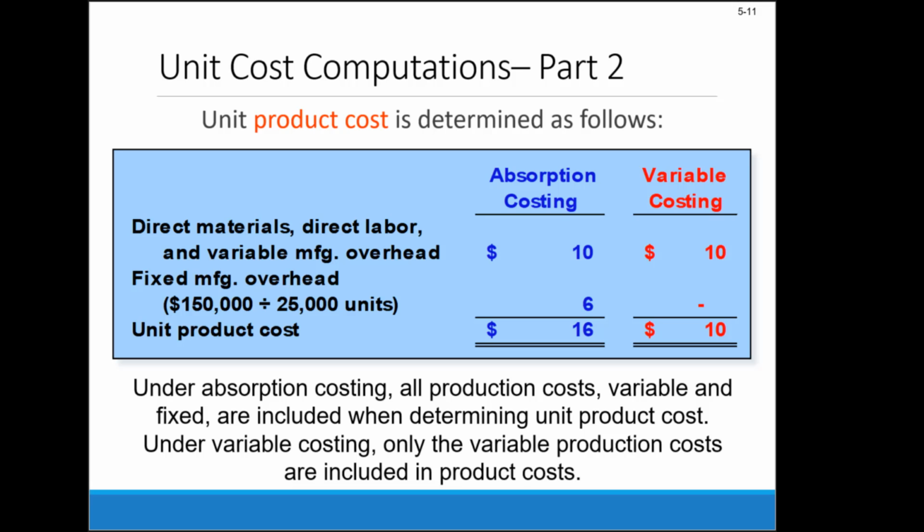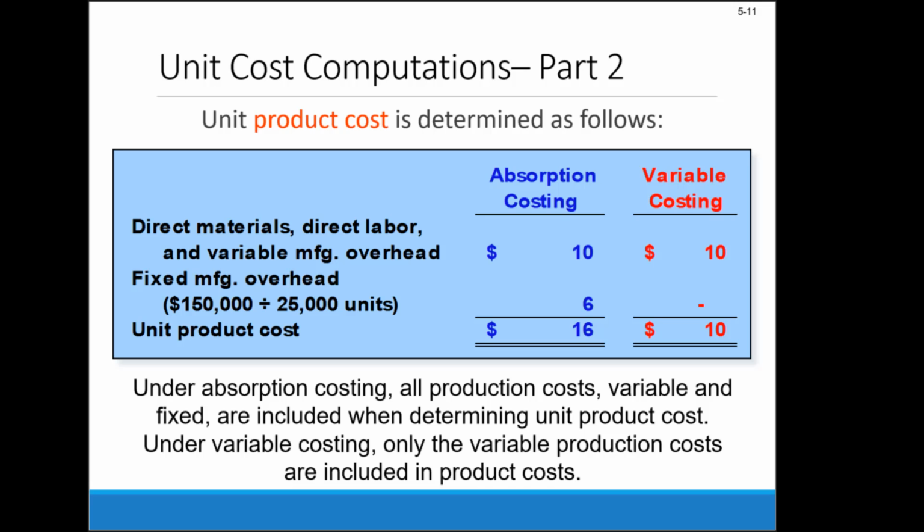So if we look first at absorption costing, also known as full costing, we're going to include all of those things we've been traditionally considering product costs. So all the direct materials, all the direct labor, and all the overhead, variable and fixed. With that in mind, we've got the $10 in variable production costs, as well as $6 in fixed overhead. That's the $150,000 per year divided by the 25,000 units we produce each year, for a total product cost of $16 per unit under absorption costing.